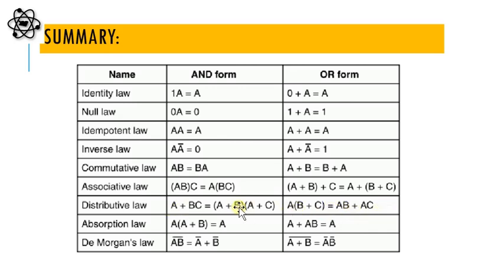What they have done here is just replaced the OR operation with multiplication, and the multiplication operation with addition. Now coming to the absorption law, A into A plus B is equal to A plus AB is equal to A. Finally, De Morgan's theorem: AB bar is equal to A bar plus B bar, and in the OR case it is going to be A plus B the whole bar is equal to A bar into B bar.